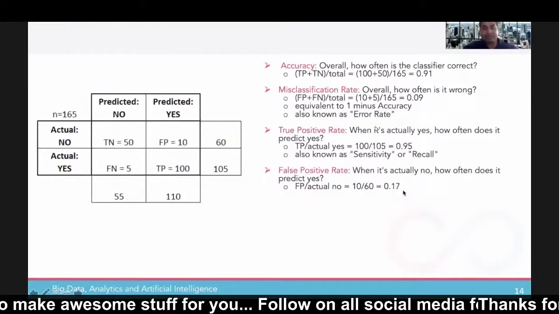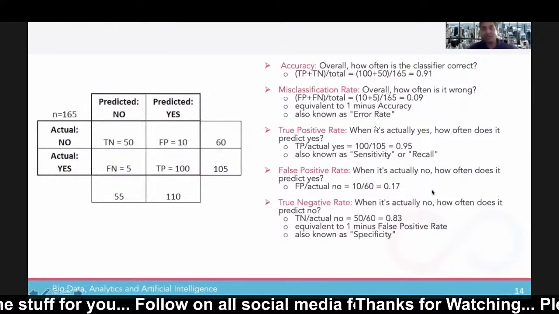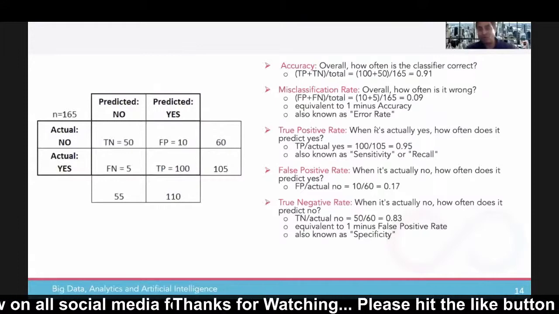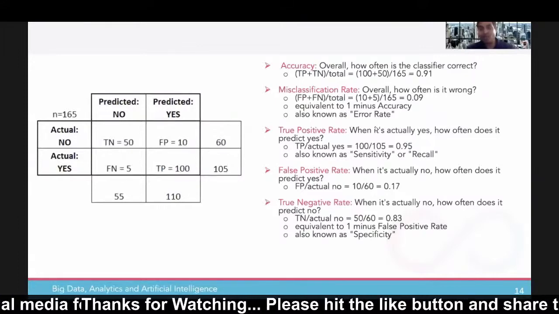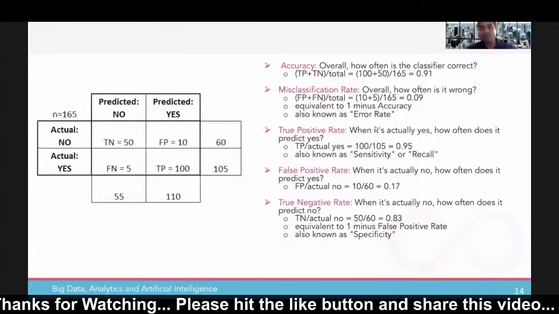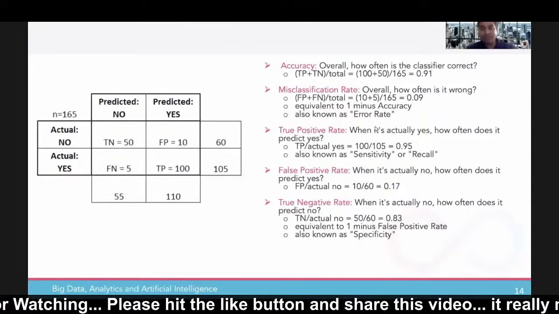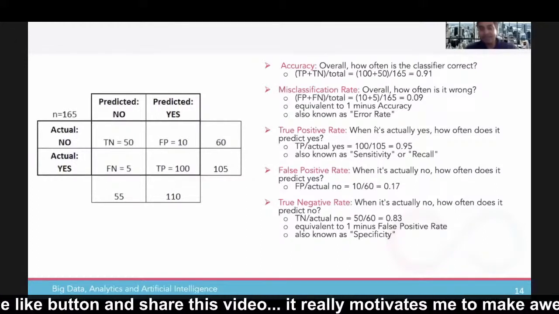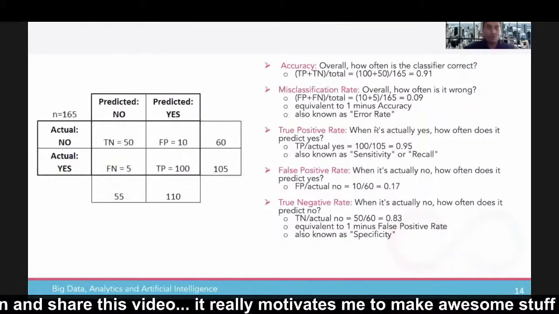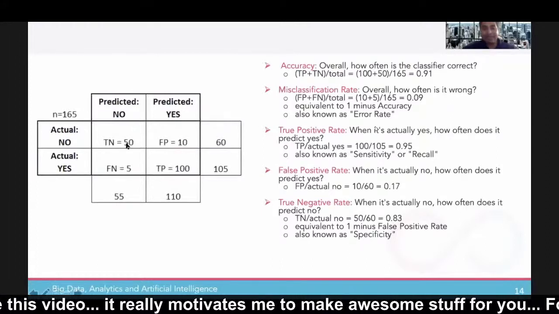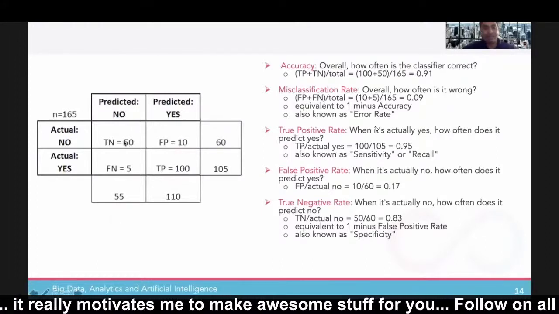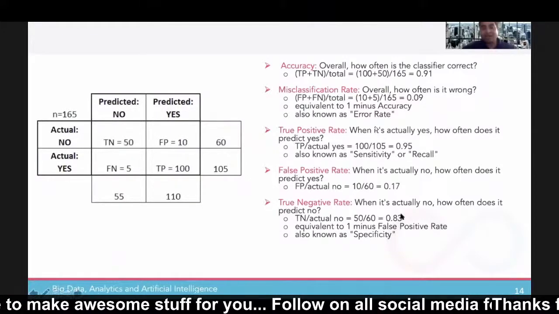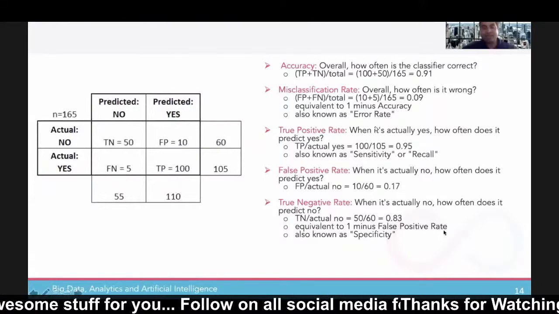Now the true negative rate, which is the opposite of the false positive rate: when it is actually no, how often does it predict no? This is kind of the opposite of recall, and it is also called specificity. So true negative divided by actual no. True negative here is 50 and actual no is 60, and so we get 0.83, equivalent to 1 minus the false positive rate.